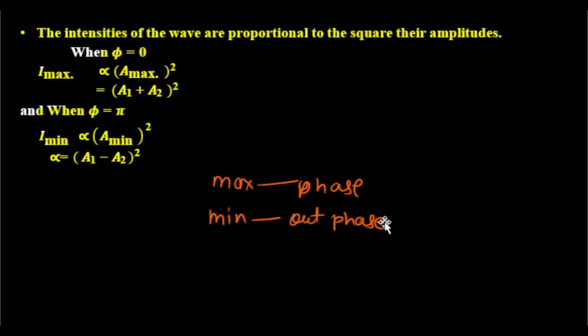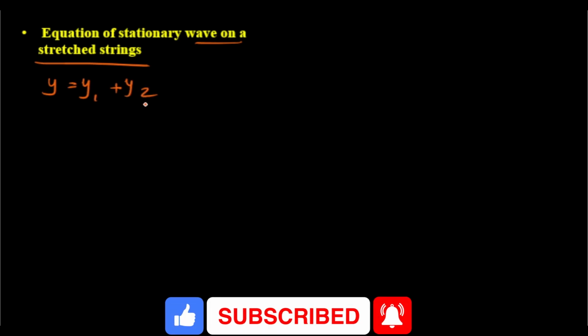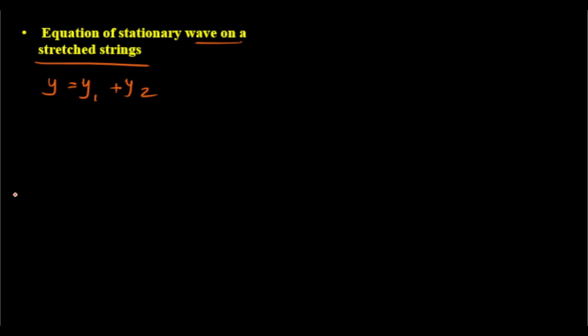This is also important: the equation of a stationary wave on a stretched string. So y is equal to y1 plus y2. We have both equations. After putting in each equation, we have y is equal to a sine 2 pi n. So this is the formula method, and I need to give you the final crisp formula which will be useful.